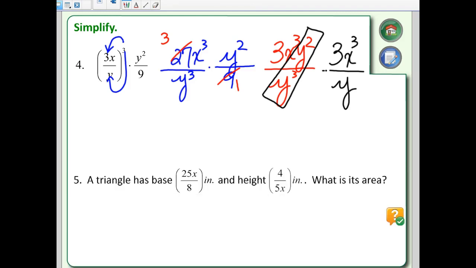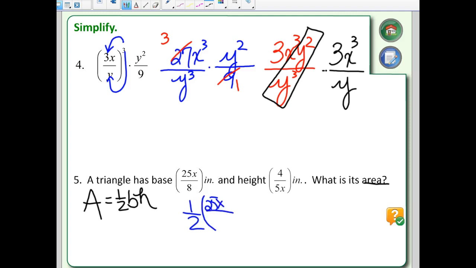Oh, look at number 5. I expect you to know something. Do you remember how to find the area of a triangle? Do you remember what the formula is? Good job. A equals 1/2 base times the height. So let's go ahead and plug in our values that are given in the story problem. Well, we need the 1/2. It tells me that the base is 25x over 8. And it tells me the height is 4 over 5x.